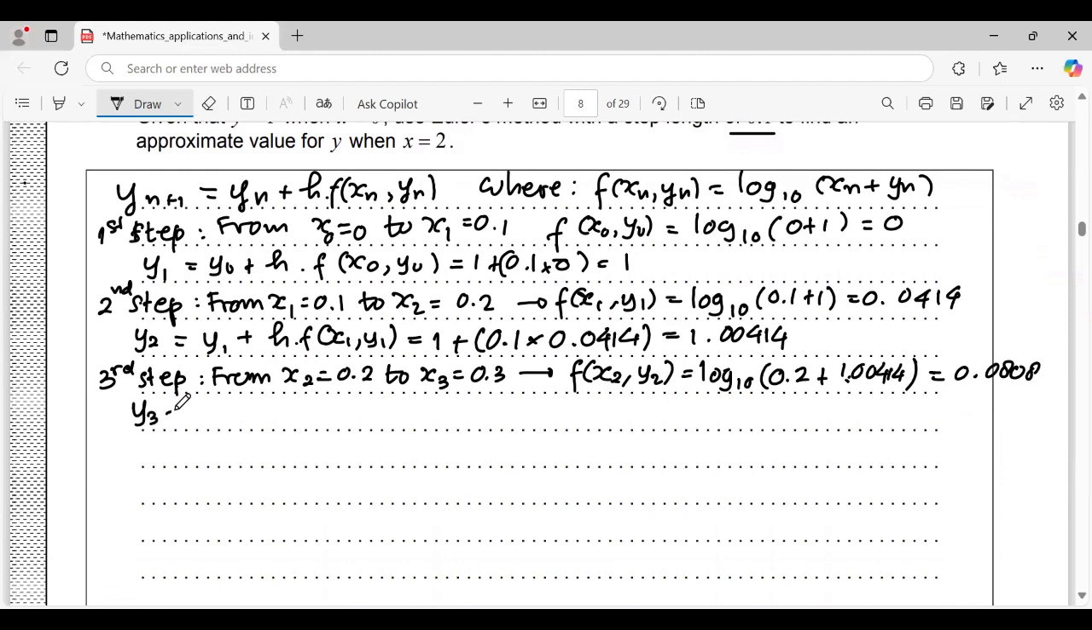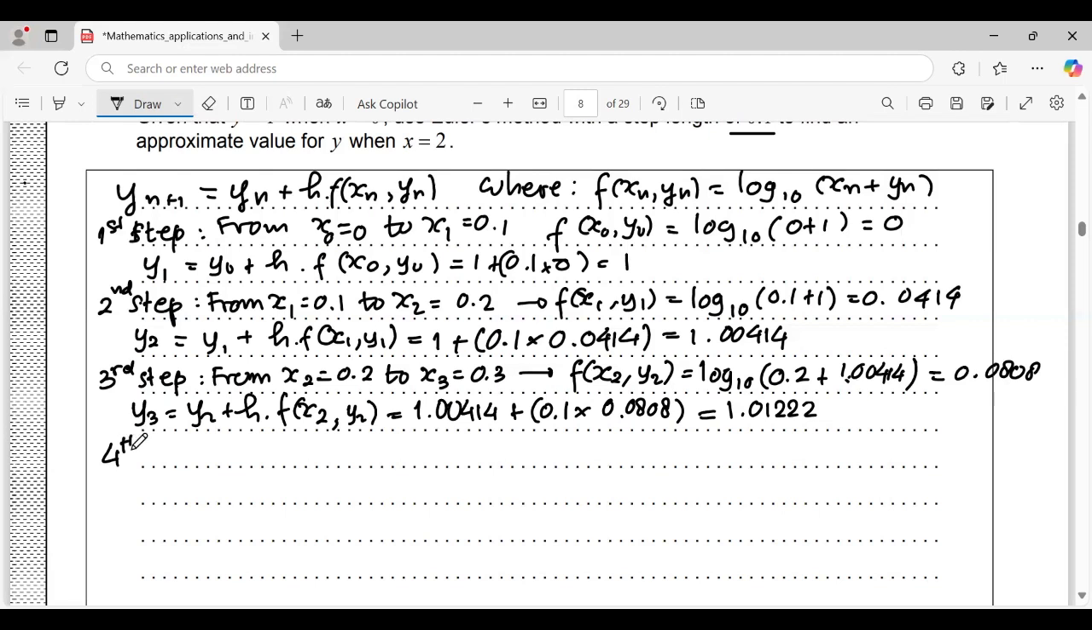And y3 is y2 plus h times f(x2, y2). It's equal to 1.00414 plus 0.1 times 0.0808, which gives 1.0122.